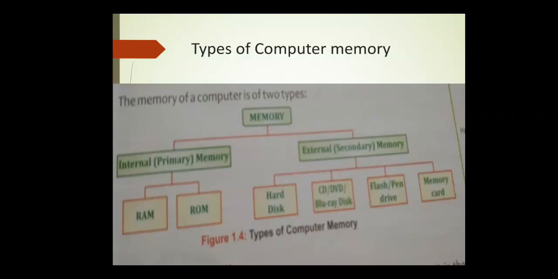Now we will learn about the types of memory. This is of two types: primary memory and secondary memory. Primary memory is called the internal memory, temporary memory, and secondary memory is considered permanent memory. Primary memory is of two types: RAM and ROM. And secondary memory, you can count many devices like these. Hard disk is placed inside the CPU.